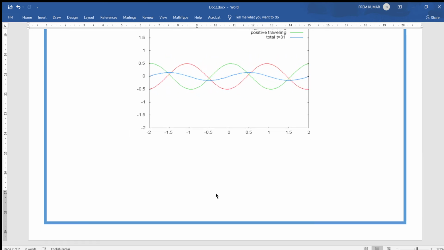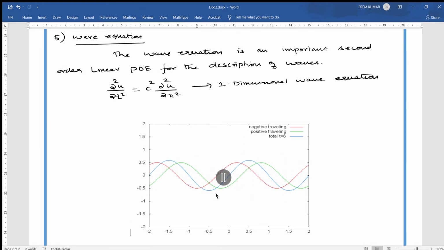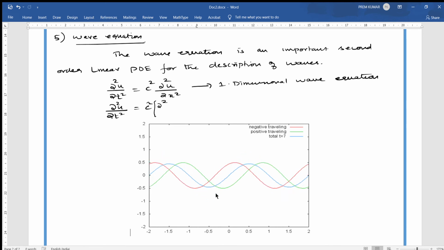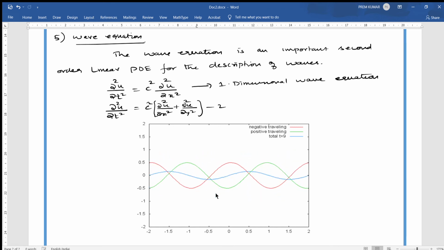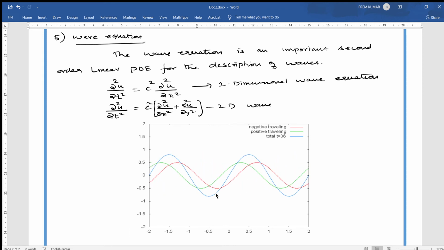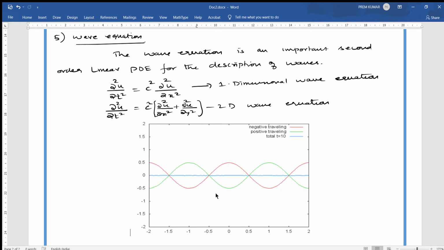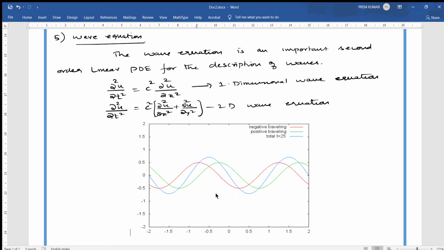The two-dimensional wave equation, we have one more term in that, like this: dou square u by dou t square equals c square into dou square u by dou x square plus dou square u by dou y square. This is called a two-dimensional wave equation, and this is how the wave propagates.